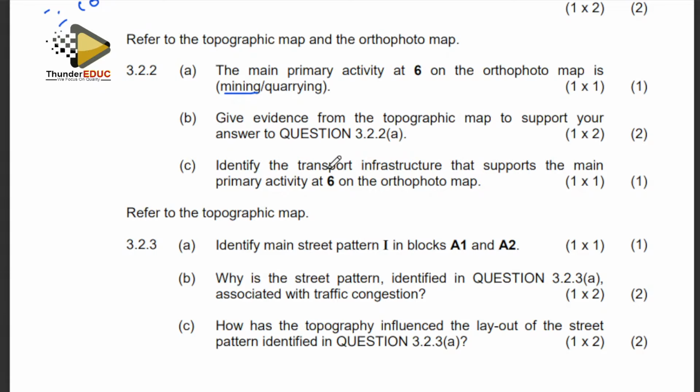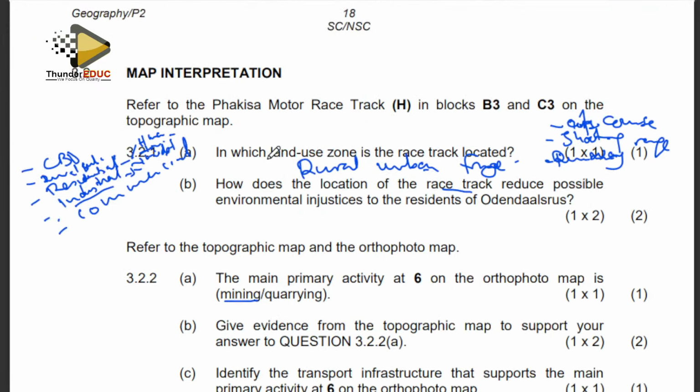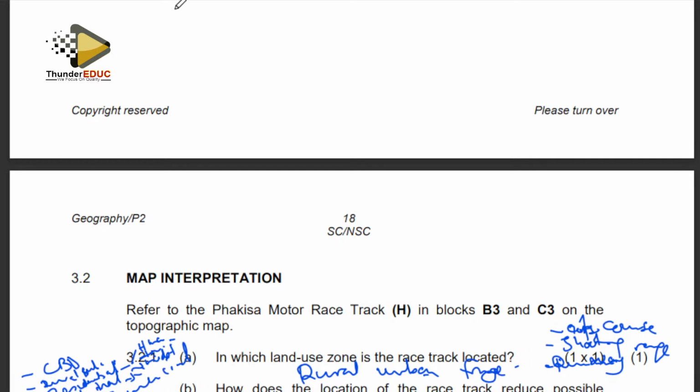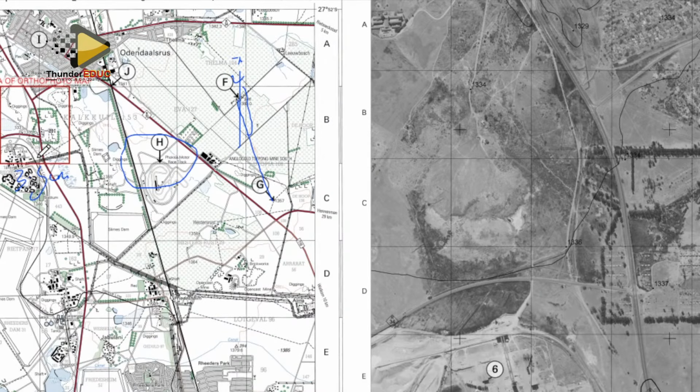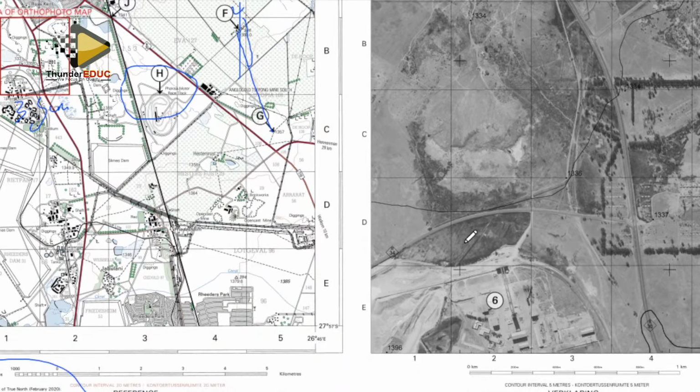Identify the transport infrastructure that supports the main primary activity at 6. The main primary activity at 6, what is the transport infrastructure? You come here, the main transport infrastructure is this one here. And what is that? That is a railway line. You can see this is a railway line that comes here and then it goes out. This black one here is a railway line that connects this mining field. Okay.